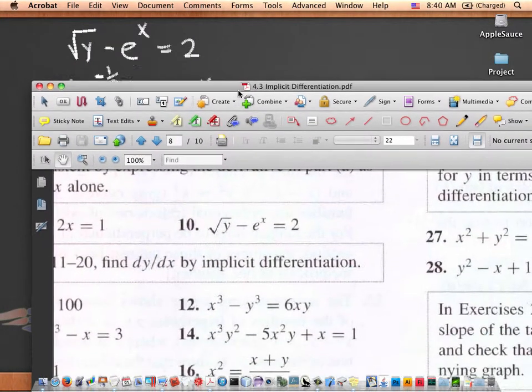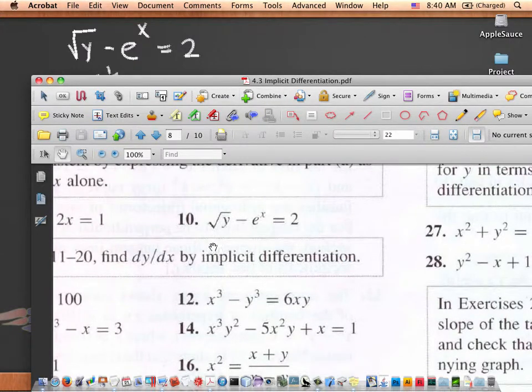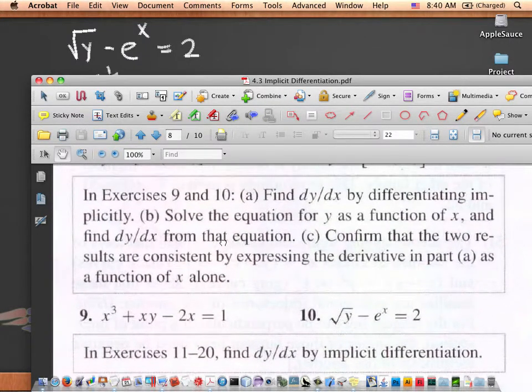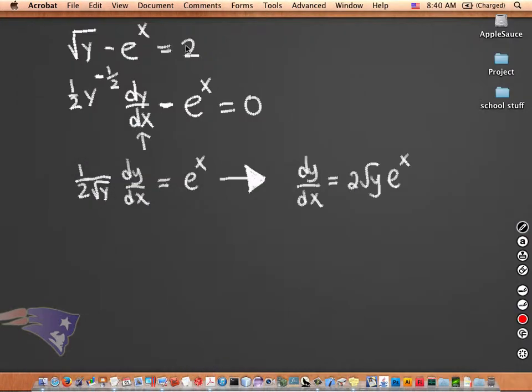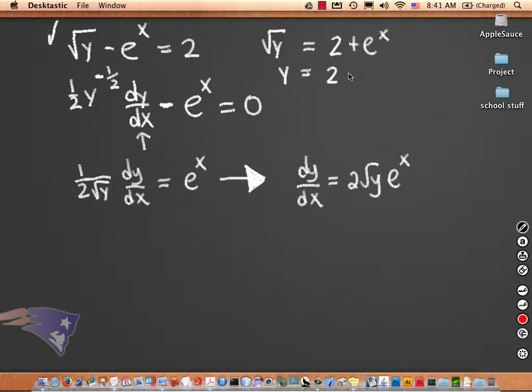Now let's go back to the instructions. What are they asking us to do here? Let's see. Find dy dx. Done. Solve the equation for y as a function of x. Okay, solve for y as a function of x. So we can do that now. So go back to this. Solve for y. So that means the square root of y is equal to 2 plus e to the x. So that means that y is 2 plus e to the x squared.